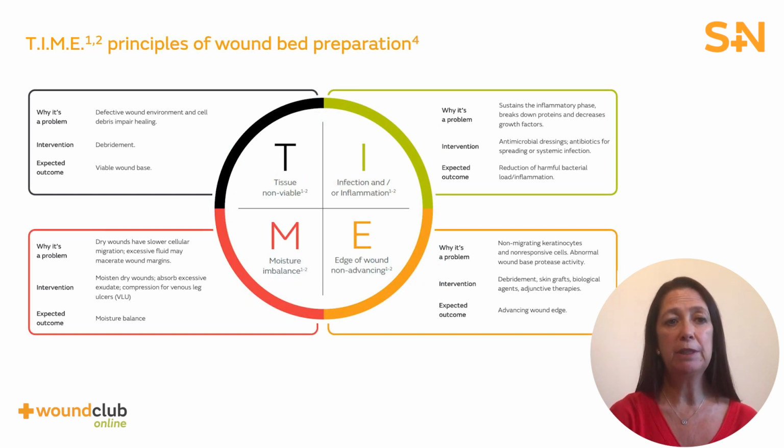To assist with implementing the concept of wound bed preparation, the T.I.M.E acronym was developed in 2002 by a group of wound care experts as a practical guide for use when managing patients with wounds. The T.I.M.E table summarises the four main components of wound bed preparation: tissue management, control of infection and inflammation, moisture imbalance, and the advancement of the epithelial edge of the wound. We will talk in detail around these principles over the next few slides.